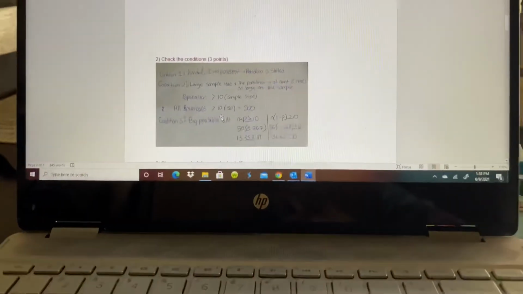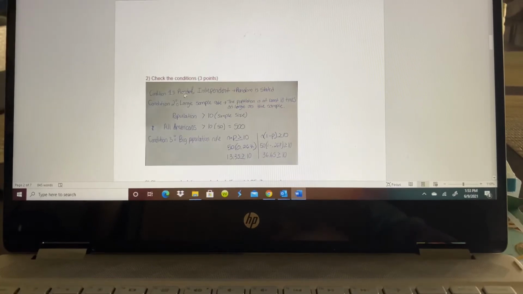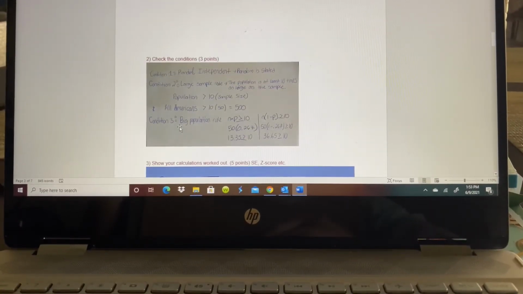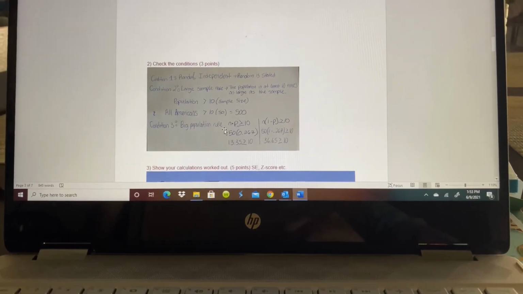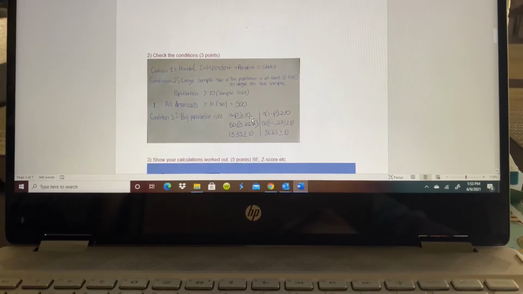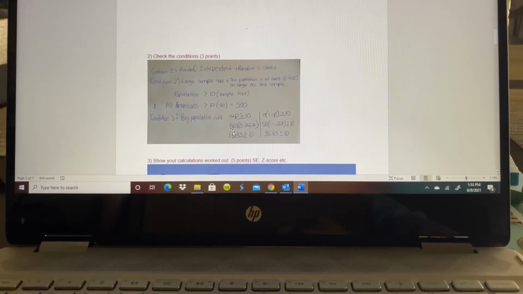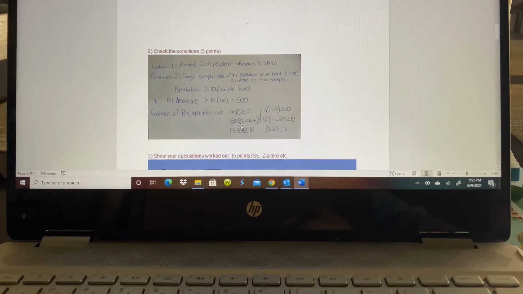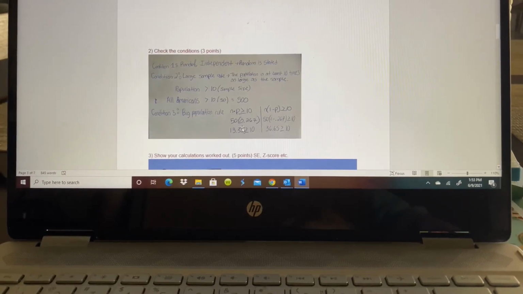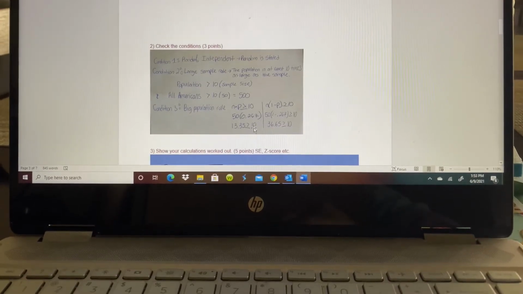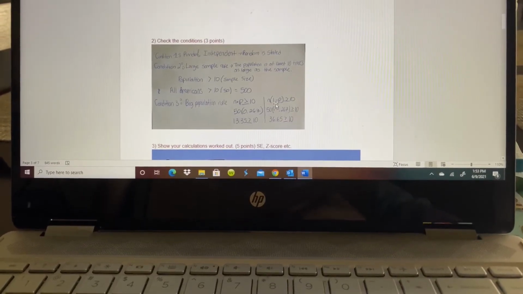So that proves the large sample rule here. So going to condition 3, big population rule. So n times p is greater than or equal to 10. So we do the survey amount times the statistic, and that is greater than 10. So that works here. Here is the equation for that.